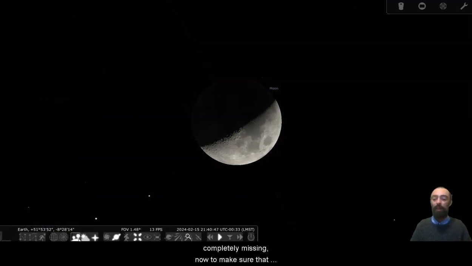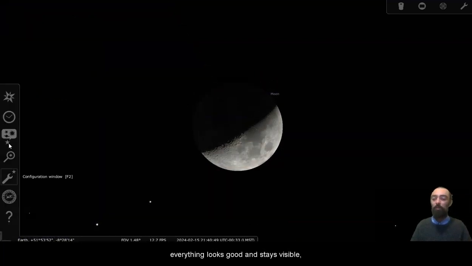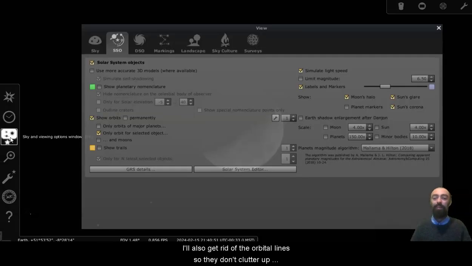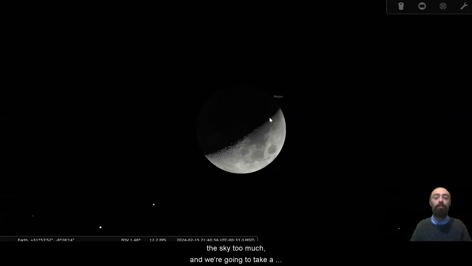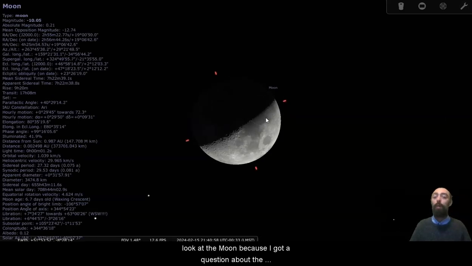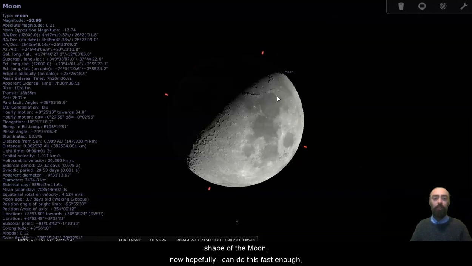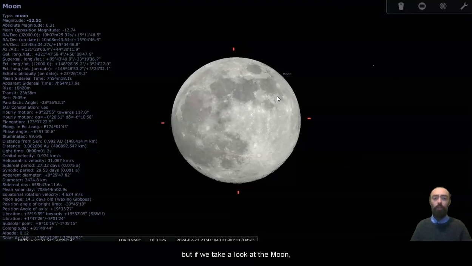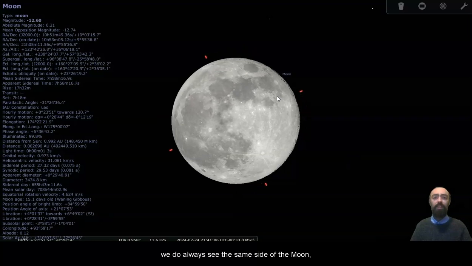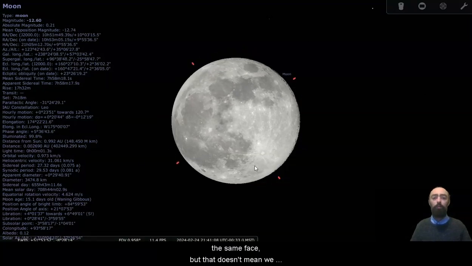Now, to make sure that everything looks good and stays visible, I'll also get rid of the orbital lines so they don't clutter up the sky too much. And we're going to take a look at the moon because I got a question about the shape of the moon. Now, hopefully I can do this fast enough. But if we take a look at the moon, we do always see the same side of the moon, the same face. But that doesn't mean we always see exactly the same parts of the moon.